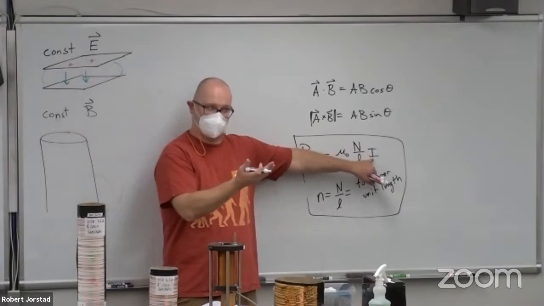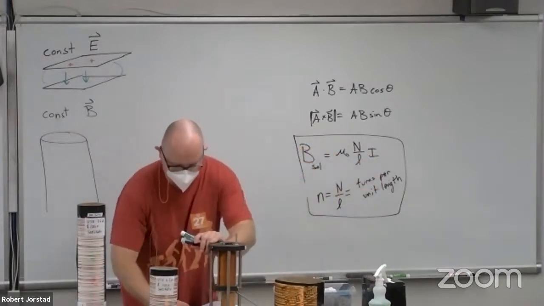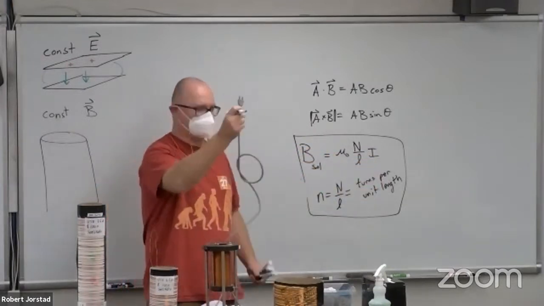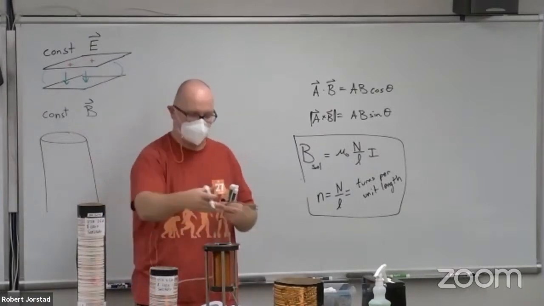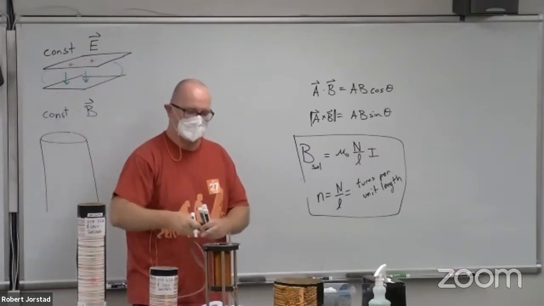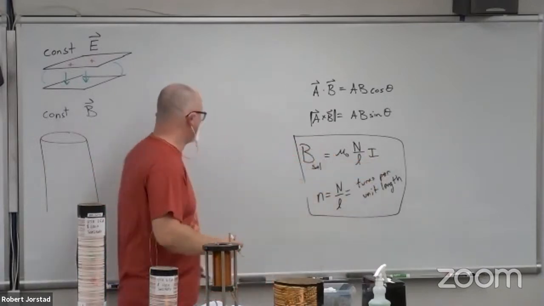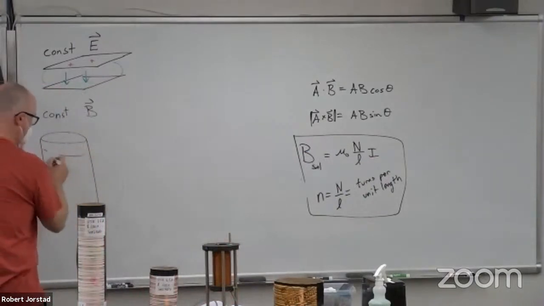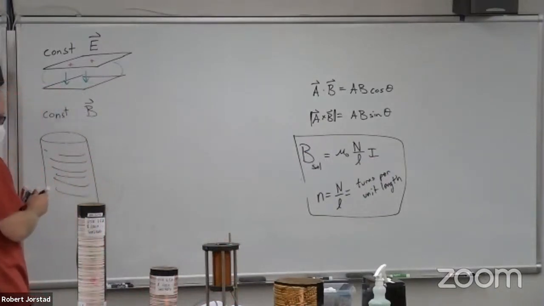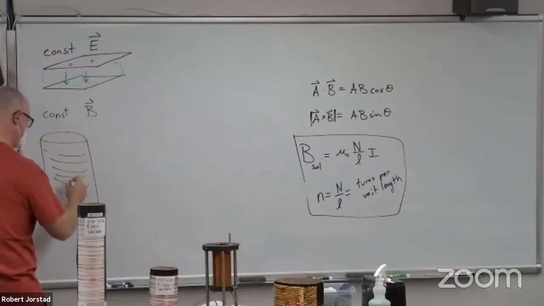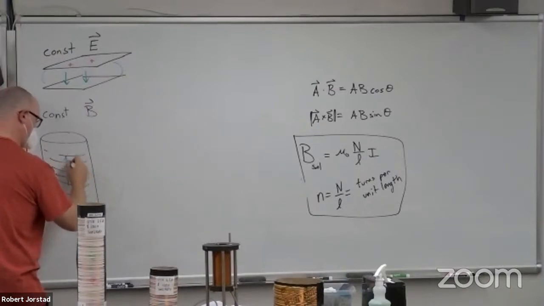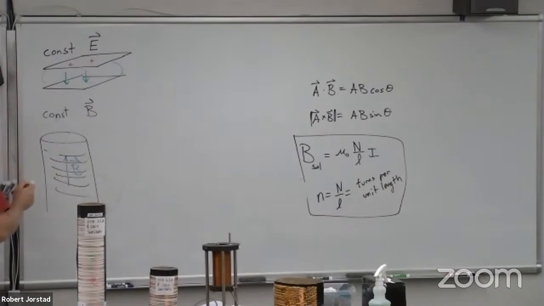Now you could make it vary. Here's an example. You could plug this into the wall socket, and then this current would go back and forth and back and forth, right? But assuming the current is connected to a battery, you can make this constant. This is a strong constant B field, right? And this would point basically that way, if the current is flowing this way, right? The other way you could do it is what?